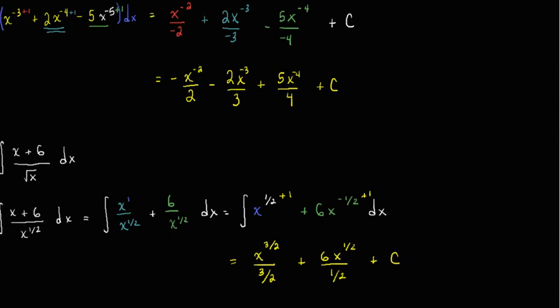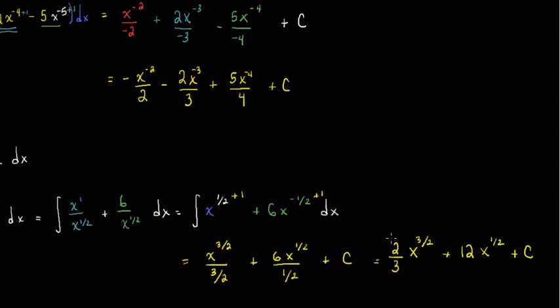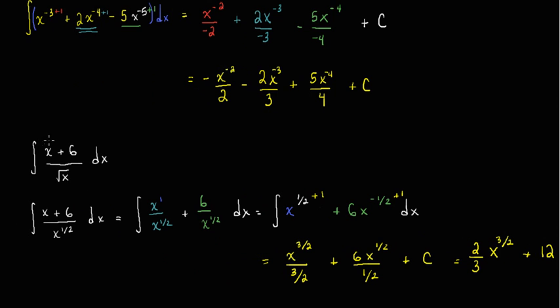Now, keep in mind, I can simplify this a little bit more. When you're dividing by a fraction, it's the same thing as multiplying by the reciprocal. So this guy right here is really the same thing as 2 over 3 x to the 3/2. The same thing here. You have 6 over 1/2, which is the same thing as multiplying 6 times the reciprocal of 1/2. Well, 6 times 2 gives us a 12. So that'll turn into 12x to the 1/2, and then we tag on this plus c. And so what we've essentially done is we found an antiderivative. So this is an antiderivative whose derivative is this guy right here.